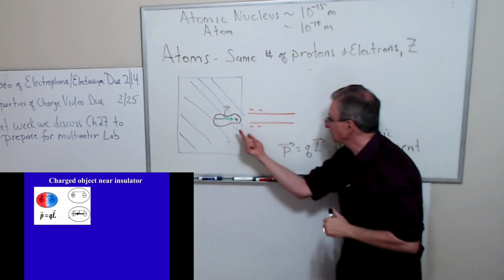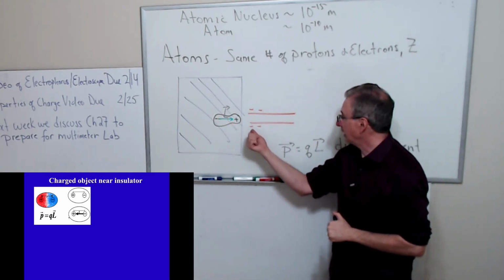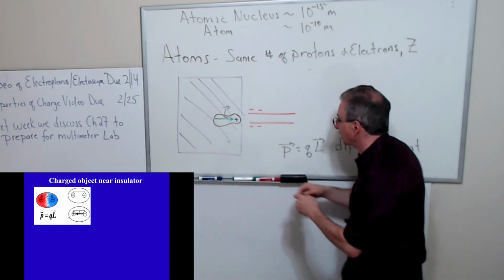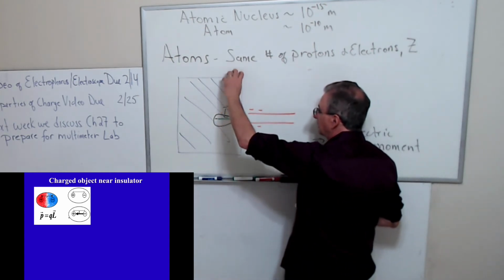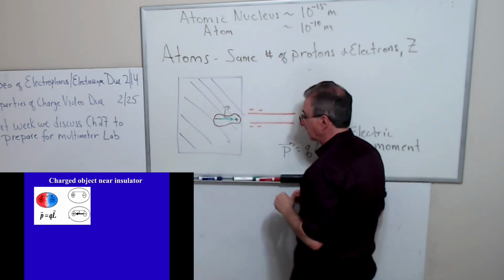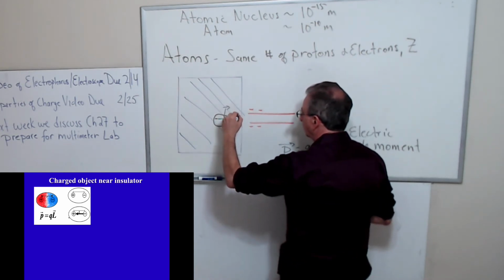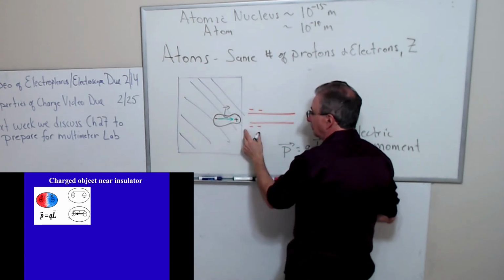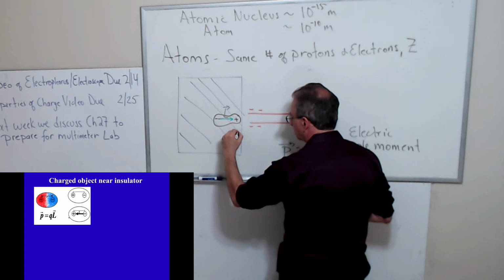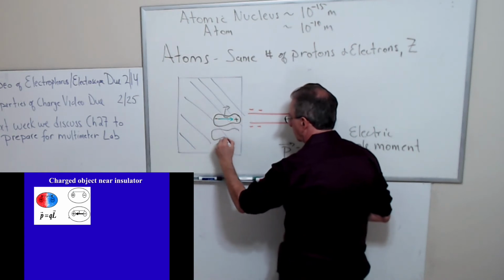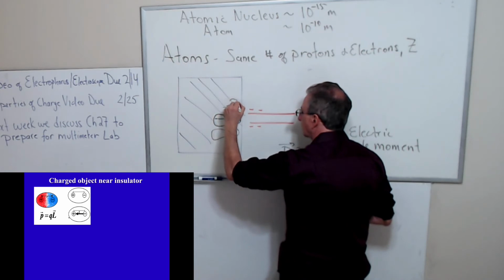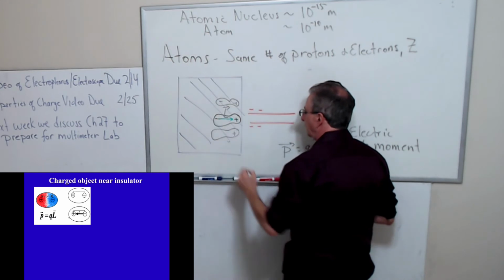So what do you think is going to happen when I bring this rod next to this insulator? I have an excess of positive charge here. Imagine I do this with a bunch of materials. I look at a bunch of the molecules in this material. What's going to happen? Well, you're going to get a whole bunch of positive charges, like that.